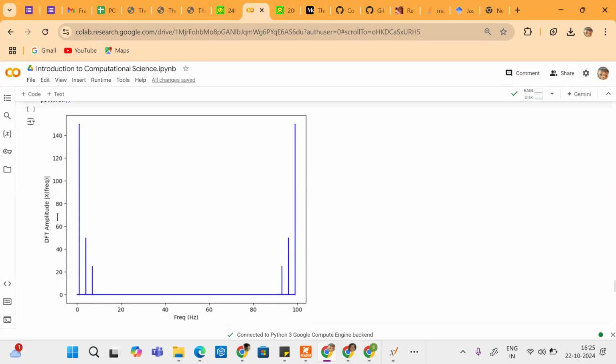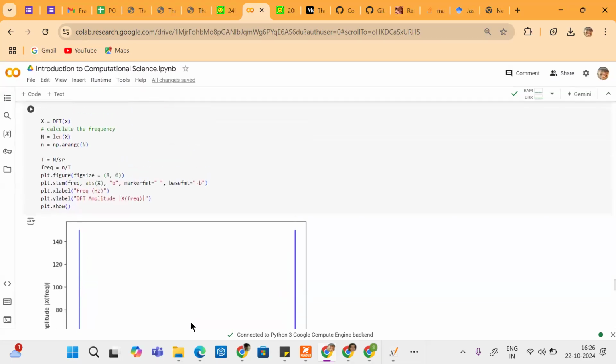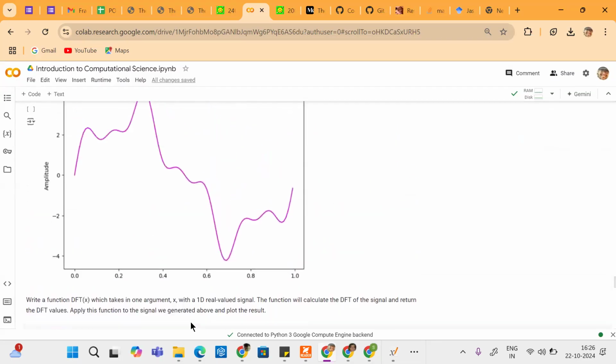Can you think? What does this tell us? We are considering that same signal. Don't worry about what kind of signal it is. Just the same signal, the complicated wave. The DFT of the complicated wave looks like this. This is the frequency domain plot. Why am I saying frequency domain? It is not time domain. This was time domain.